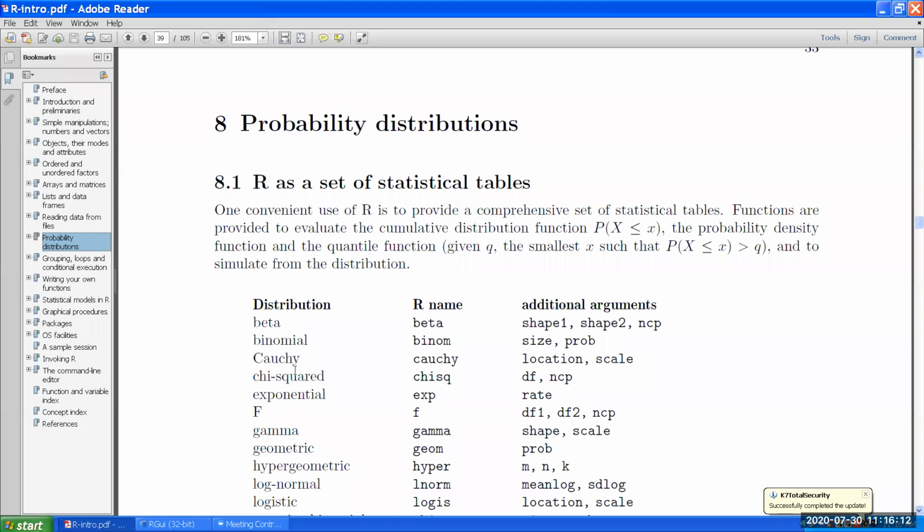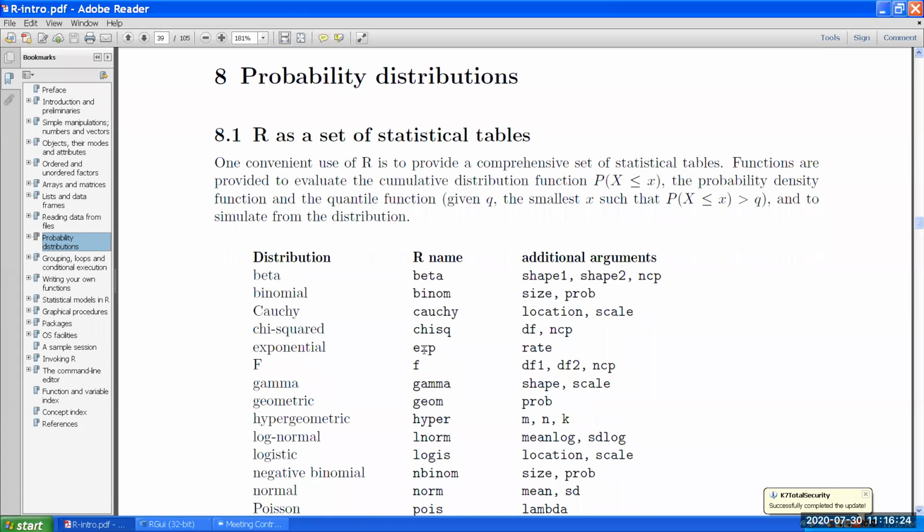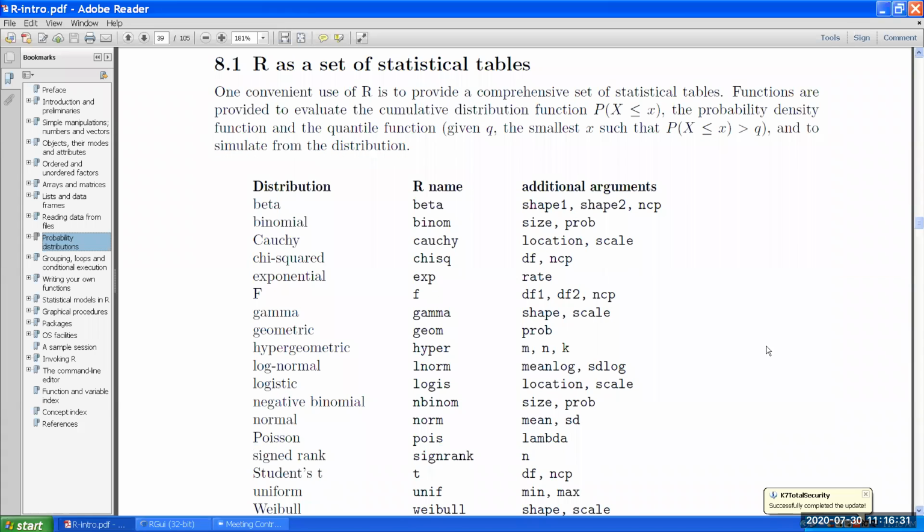R has a set of statistical tables. Since you are all statistics students, I need not tell you regarding the distributions. There are several distributions. You can see we have a list of beta, binomial, Cauchy, chi-square, exponential, F distribution, gamma distribution, and geometric. So we have a number of distributions.